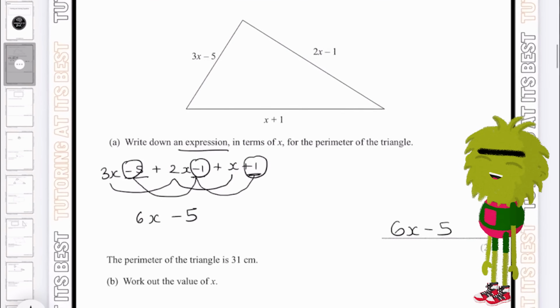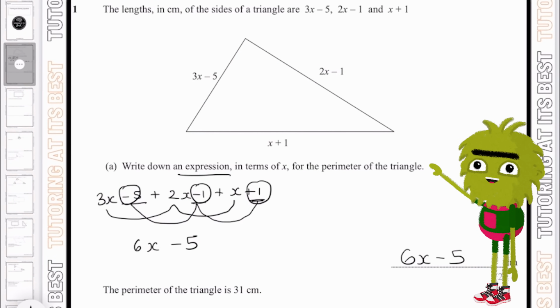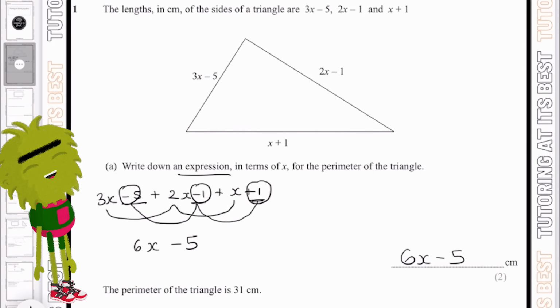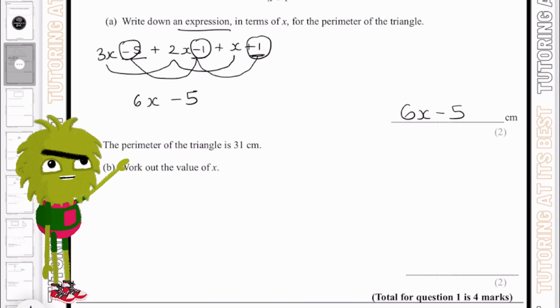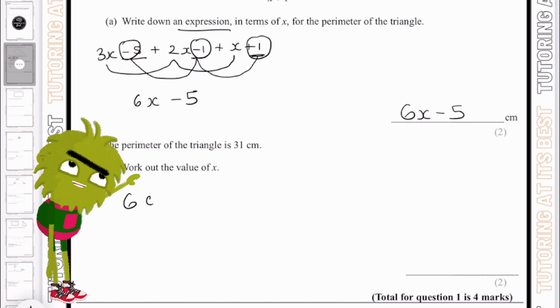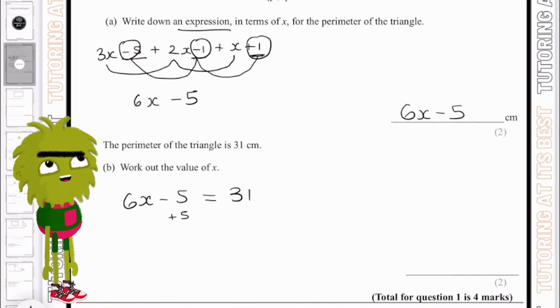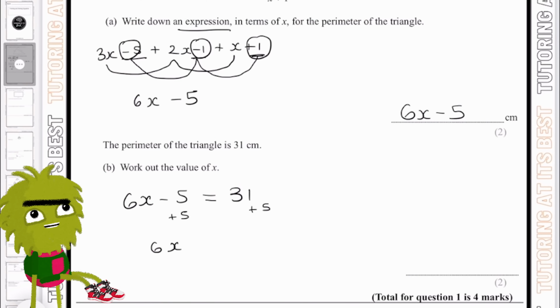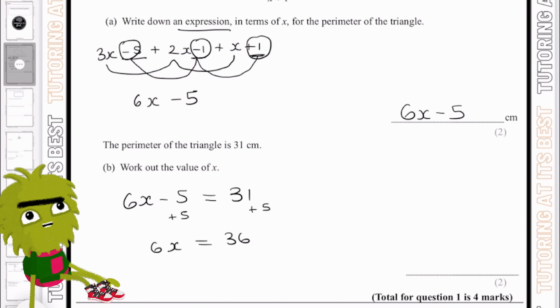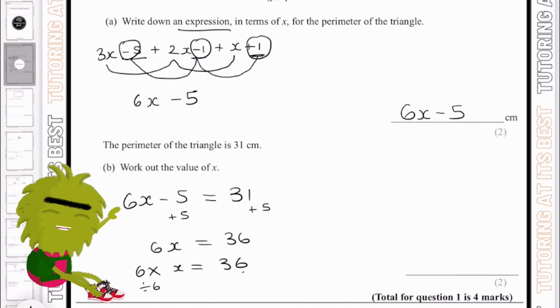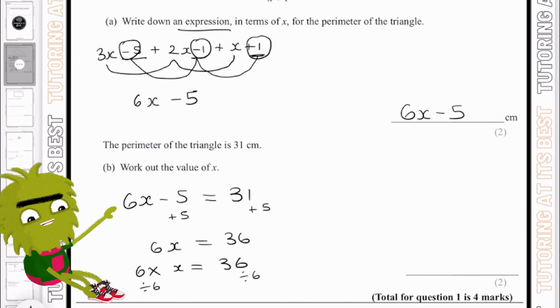Okay, and part 2. The perimeter of the triangle is 31 centimeters. So let's work out the value of x. So now this is where we use an equation to then work out the value. So let's go for 6x minus 5 equals 31. I then need to make x the subject. So again, we're going to add 5 on both sides here. So now we're left with 6x equals 36. And then because 6x is equivalent to 6 multiplied by x, giving us 36, we know we are going to divide both sides by 6, and that gives us x equaling 6.